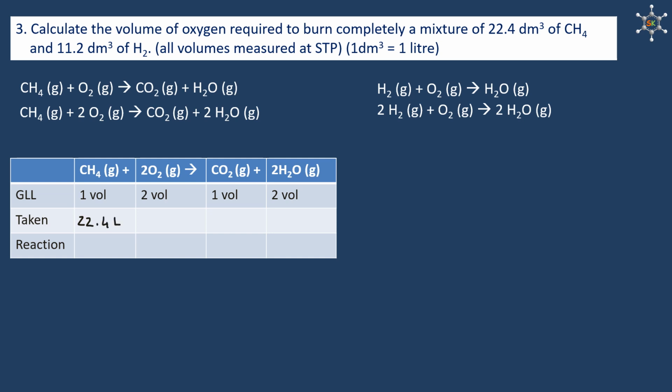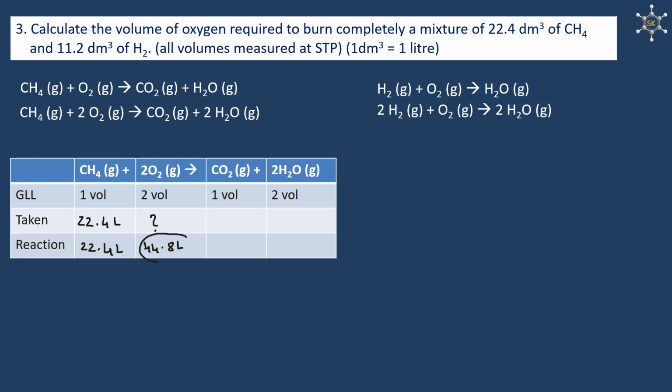Volume of oxygen required has to be calculated. Again, we have to use the unitary method. For 1 volume of methane, we need 2 volumes of oxygen. For 22.4 liters of methane, what exactly is the volume of oxygen needed? Answer will be 22.4 multiplied by 2 divided by 1. So, for 22.4 liters of methane, we need 22.4 multiplied by 2, that is 44.8 liters of oxygen.